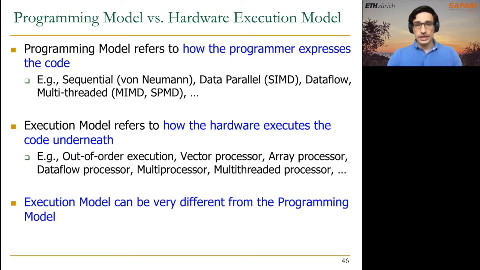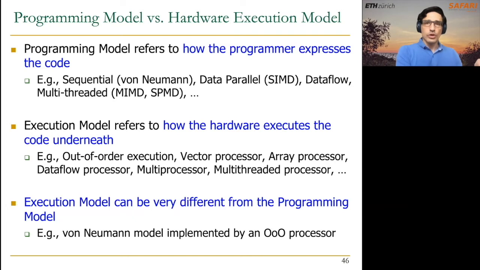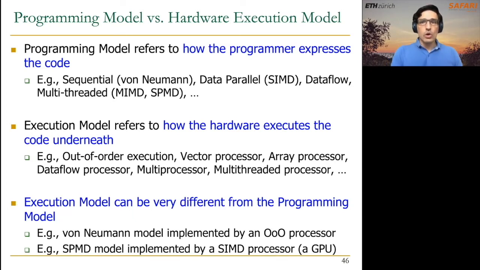So the execution model is different from the programming model. And as I was saying in the previous example, we can run sequential code on an out-of-order processor, or we can run SPMD code or MIMD code on a SIMD processor. And that's exactly what GPUs do, as we will see. So now the difference between programming model and execution model should be clear. One of them, the programming model, relates to the software, while the execution model relates to how this software executes on the hardware.